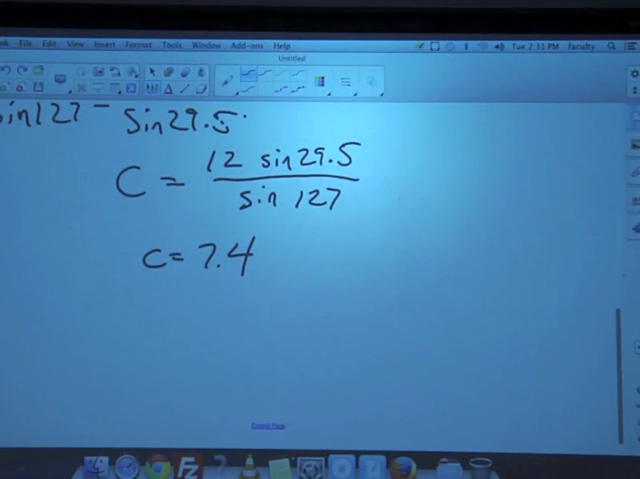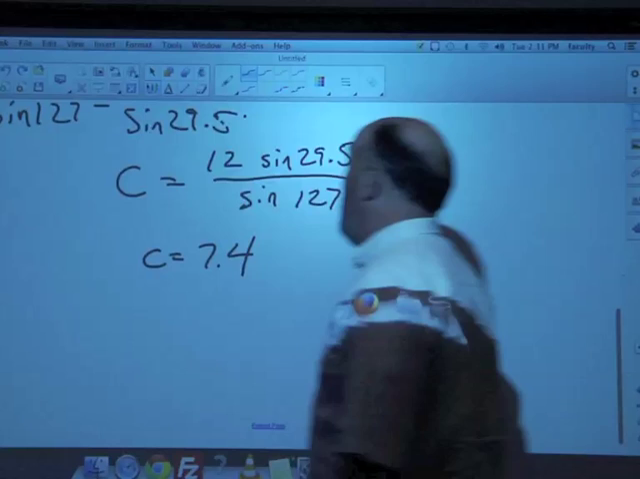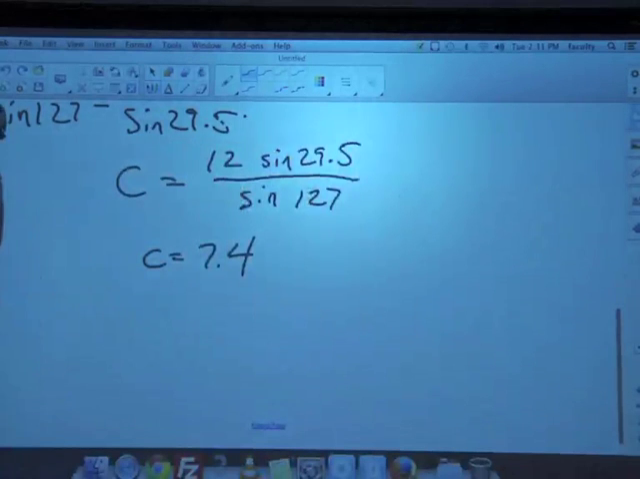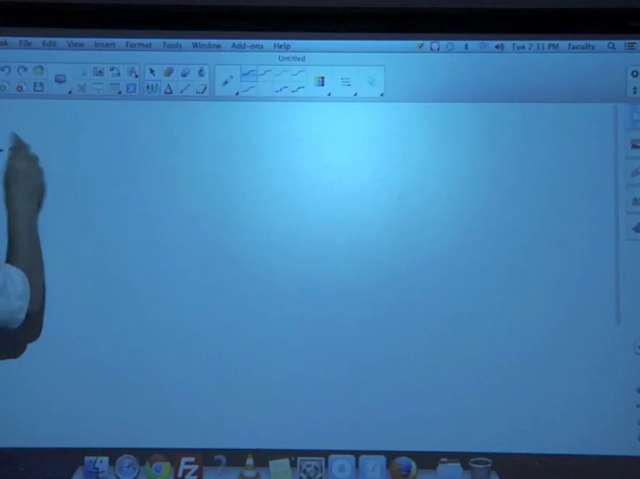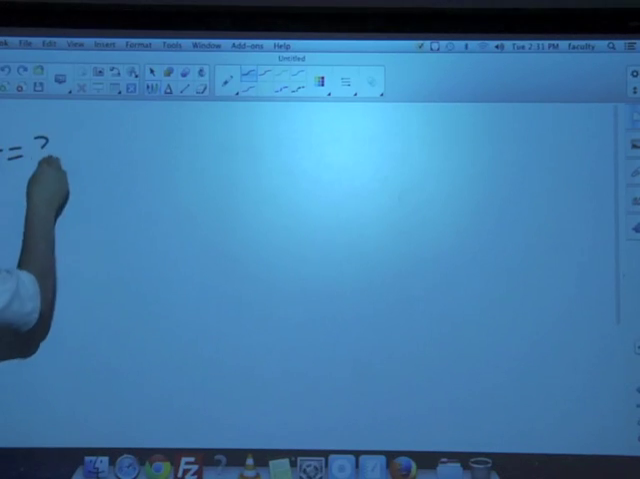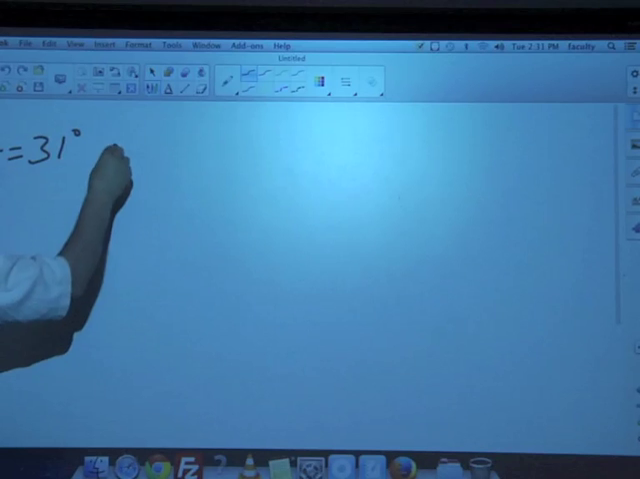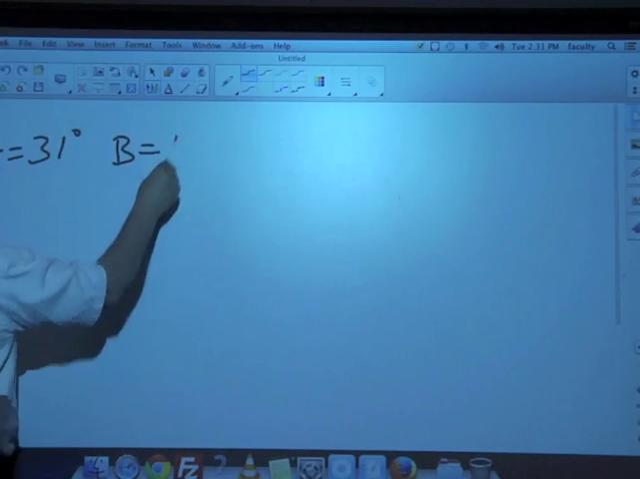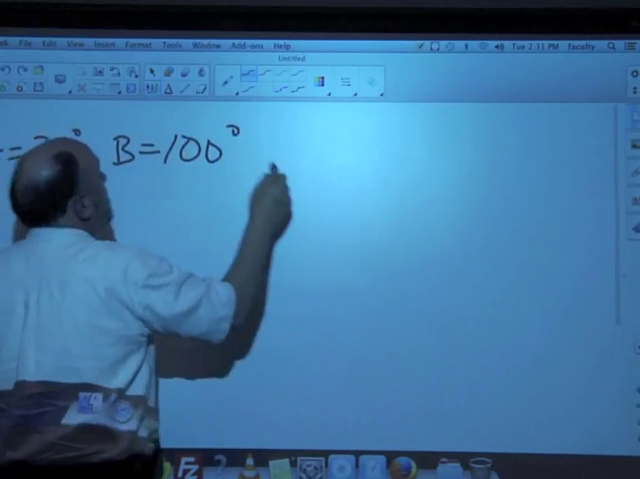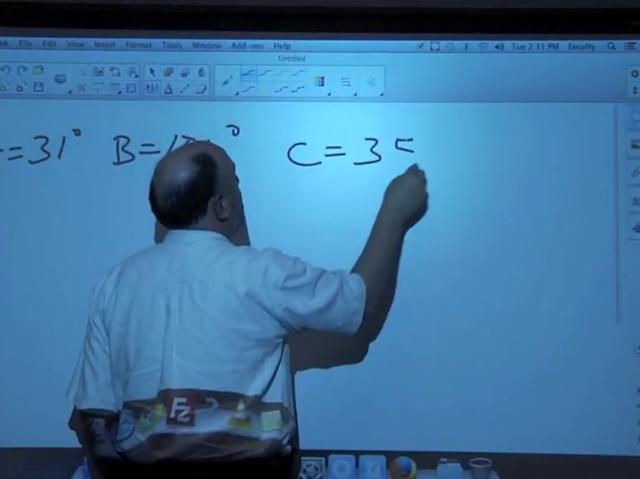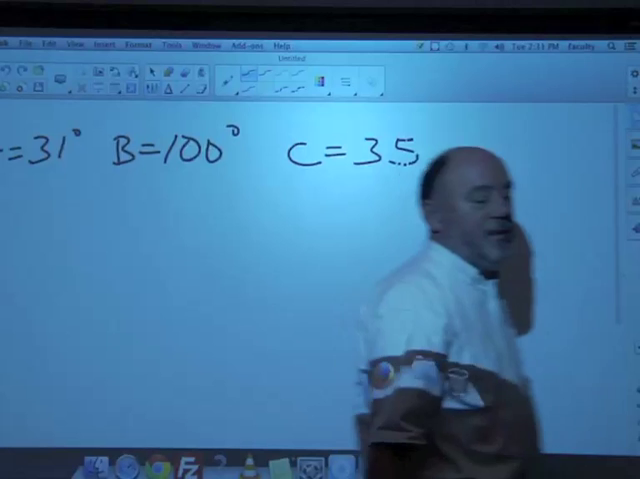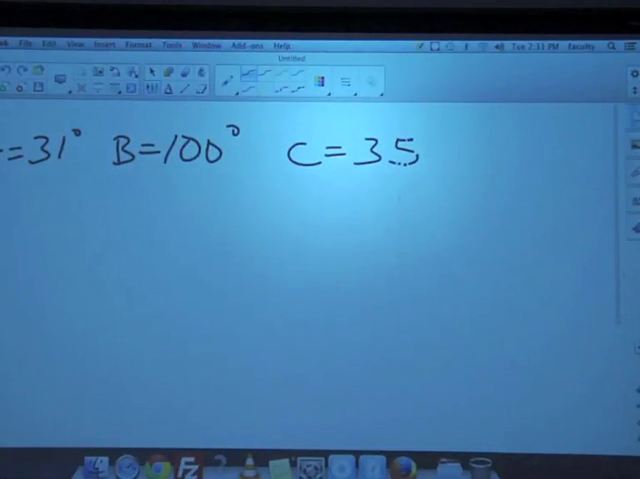Right? But again, in order to do this, I need to have an angle side pair. So, for example, if I give you something like this: A is 31 degrees, B is 100 degrees, side C is 35. So for the last question, when we're done, that final answer is C equals 7.4.